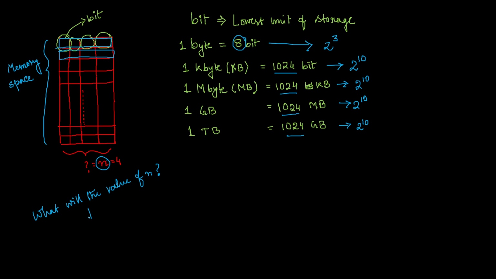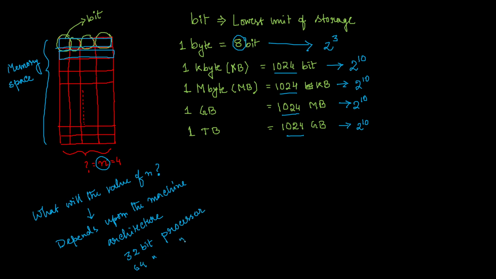The value of n totally depends upon the machine architecture. Machine architecture, what does it mean? Sometimes you will see, or maybe you say, that you have a 32-bit machine, 32-bit processor, or maybe a 64-bit processor. Or if you want to go for buying some computer, you can find this type of information.